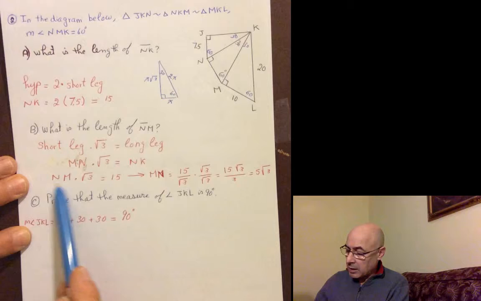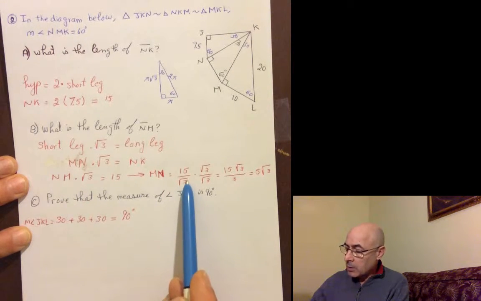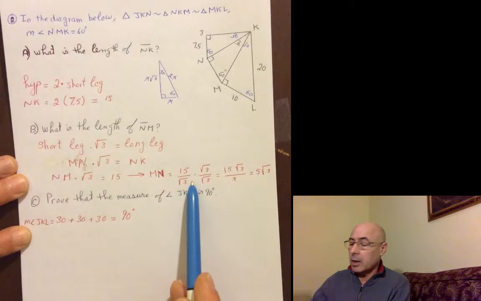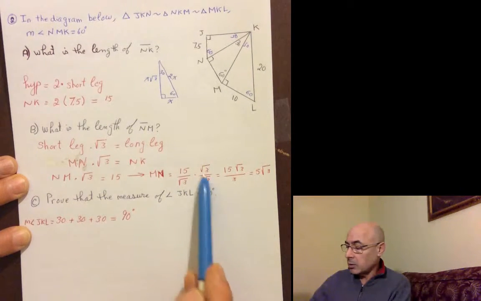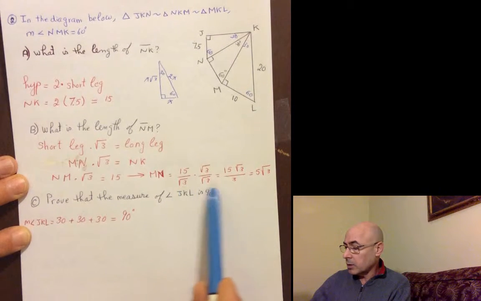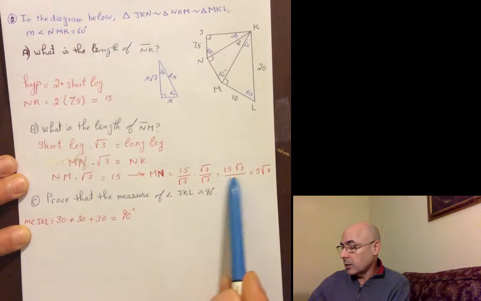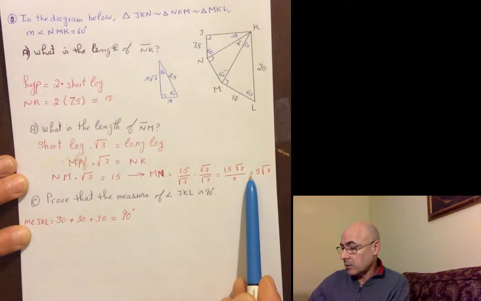Now we want to get NM by itself, so divide both sides by square root of 3. Then we don't leave the square root of 3 in the denominator, so we multiply numerator and denominator by square root of 3 over square root of 3. Square root of 3 times square root of 3 gives you regular 3. 15 square root of 3 divided by regular 3. 3 goes into 15 5 times, so it's 5 square root of 3.